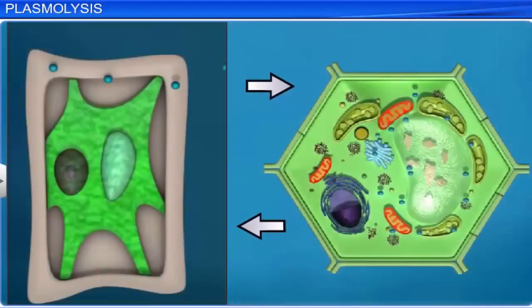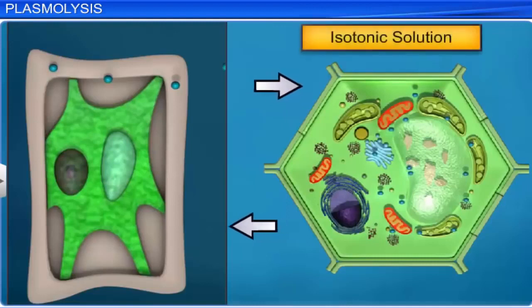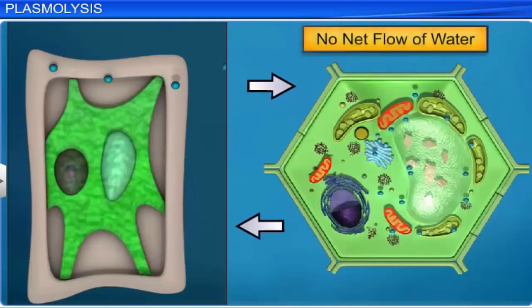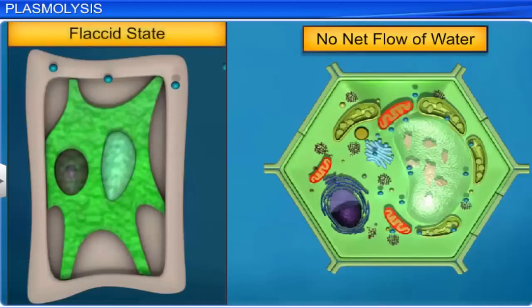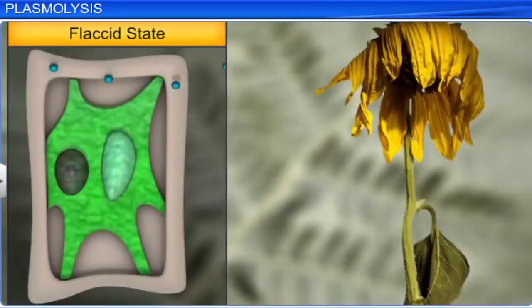Now, if this plasmolyzed cell is placed in an isotonic solution instead of a hypertonic or hypotonic solution, there is no net flow of water from either inside or outside the cell. When the flow of water from and into the cell is in equilibrium, the cell is said to be in a flaccid state. Flaccid cells are found in a wilted plant that has not been watered for a long time. Therefore, it can be said that the surrounding external solution decides the behavior of the cell.